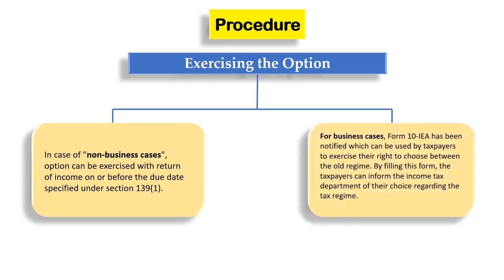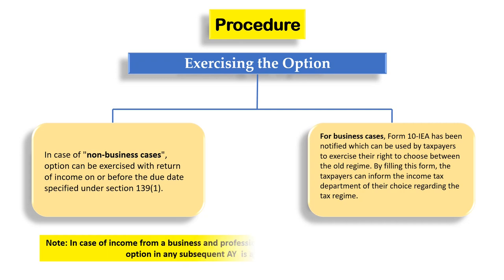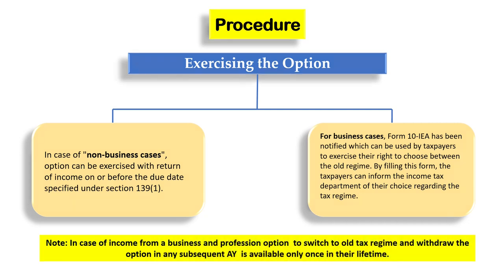However, if you are reporting income under the head profits and gains of business and profession, Form 10IEA has been notified, which can be used by you to exercise your right to choose the old tax regime. By filling this form, you can inform the income tax department regarding your choice of the tax regime. Please note, in case of income from business and profession, the option to switch to the old tax regime and withdraw from the old tax regime in any subsequent assessment year is only available once in the lifetime of the assessee.